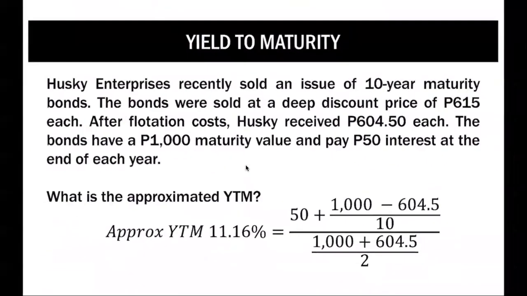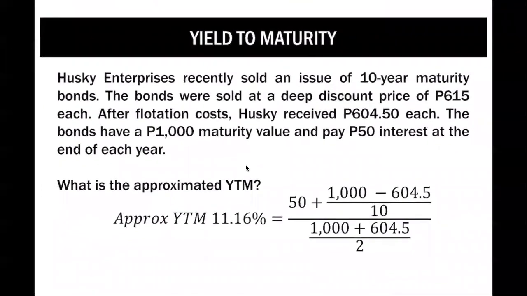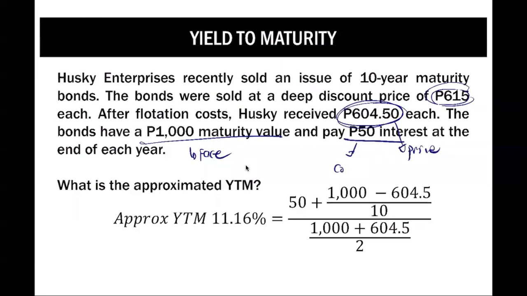So let's try to answer this. Husky Enterprises recently sold an issue of 10-year maturity bonds. The bonds were sold at a deep discount of 615. After flotation costs, Husky received 604.5. So this is the price. The bonds have 1,000 maturity value. So this is the face, and pay 50 interest. So this is the coupon. So what is our formula again? Your approximated YTM is equal to your coupon plus face less price divided by N, over face plus price divided by 2.